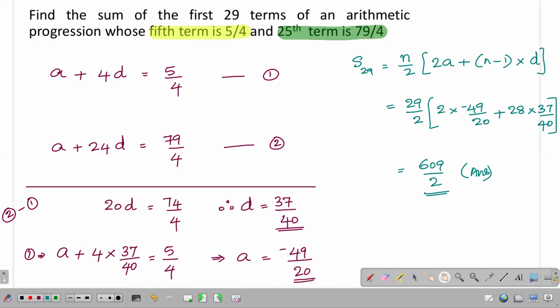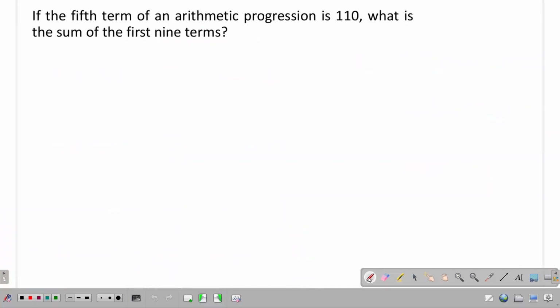Now I shall complete the 5th question and then listen to your questions and queries, if any. So let's go to the 5th question now. Here, it is given: if the 5th term of an arithmetic progression is 110, what is the sum of the first 9 terms?